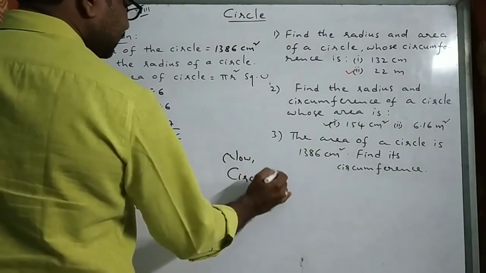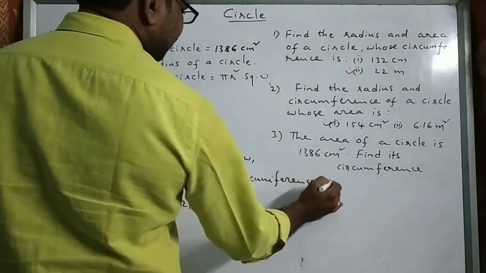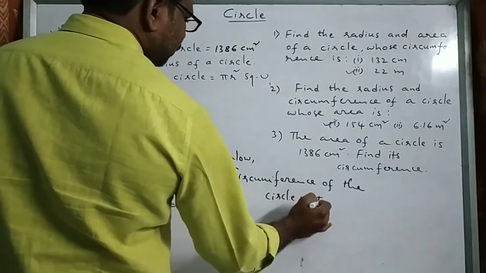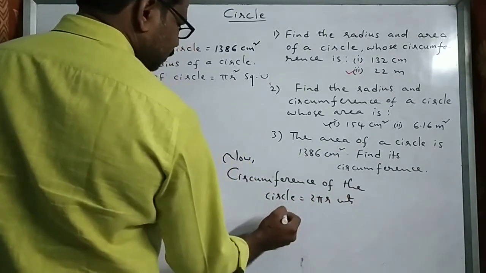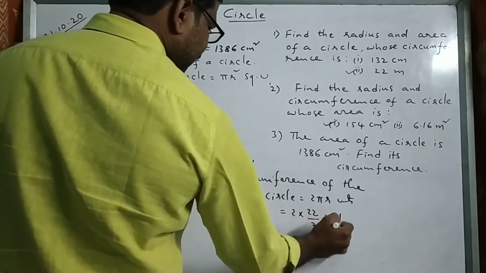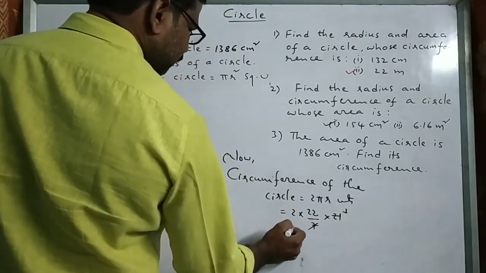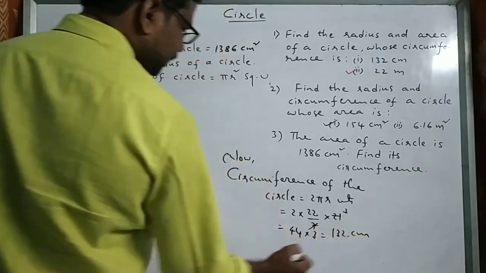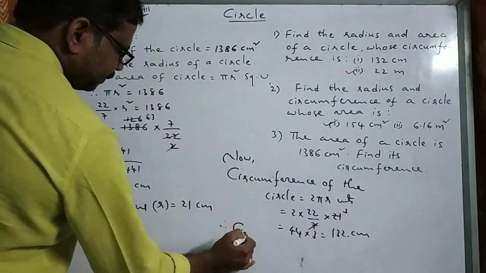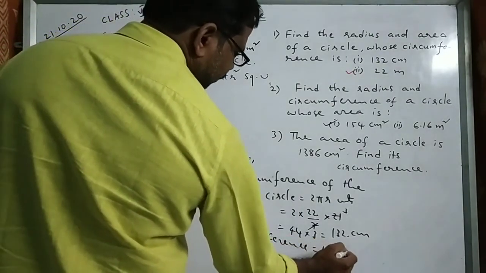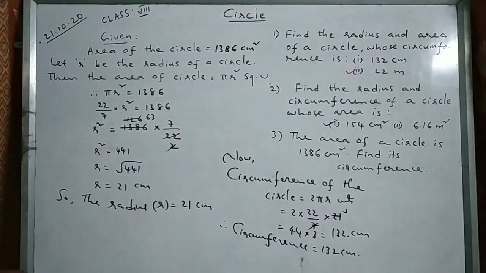Circumference of the circle is equal to 2 pi r units. So 2 into pi value 22 by 7, r value we got 21. So 7 3s are 21, 44 into 3, 132 centimeters. Therefore, circumference is 132 centimeters. Clear? We shall see some more problems in the next class. Thank you.